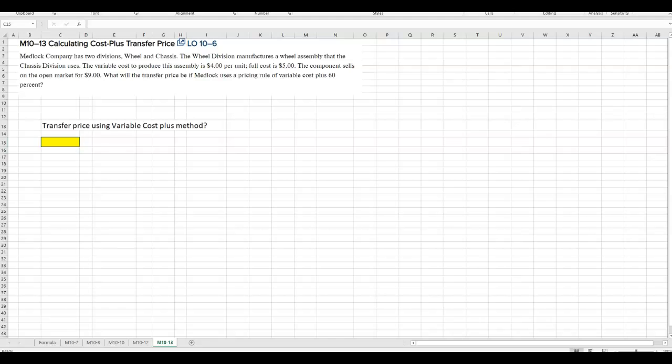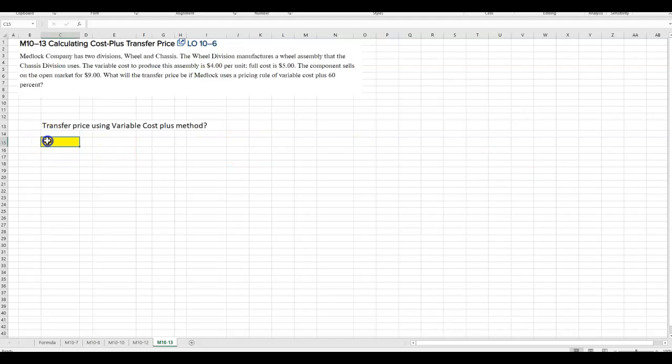Cost plus transfer pricing. It basically says we take our variable cost plus a percentage. So this company has two divisions, wheel and chassis. Wheel manufactures a piece that chassis uses. The variable cost to produce it is $4. The full cost is $5. We're presuming that the dollar difference is in fixed cost assigned to that. The component sells on the open market for $9. What would the transfer price be if Medlock uses a pricing rule of variable cost plus 60%?